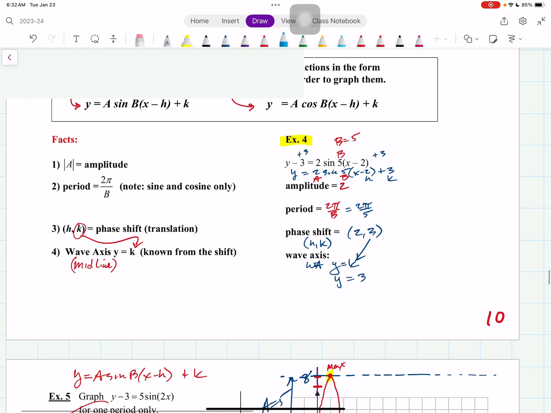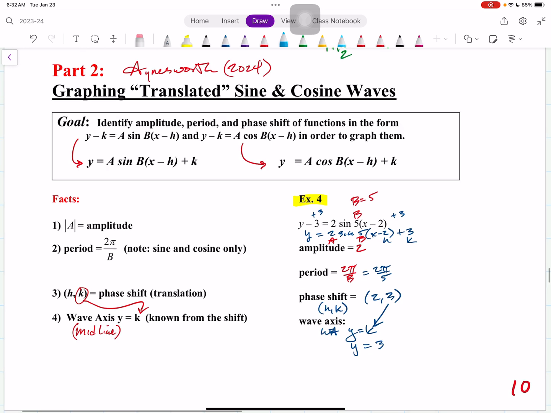So there you go. There's how you graph sine and cosine functions. And then last and final lesson here, we'll kick in some reflections because I haven't done that yet, but we'll see that in the next one.